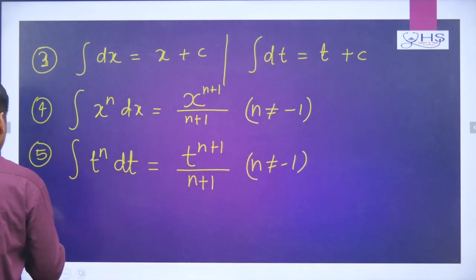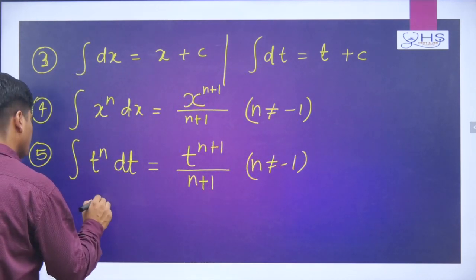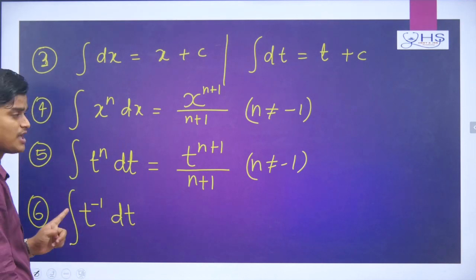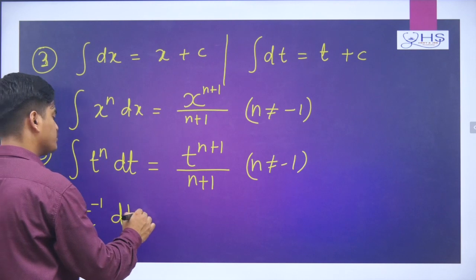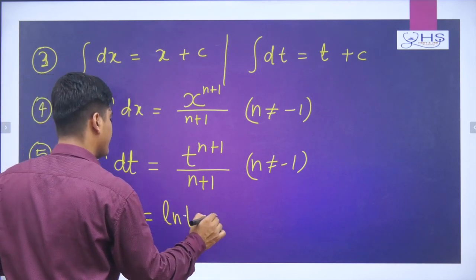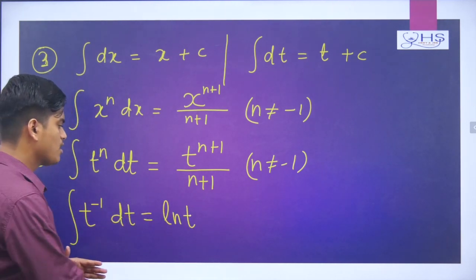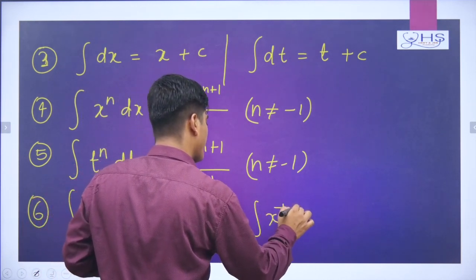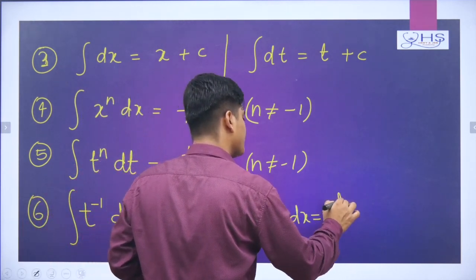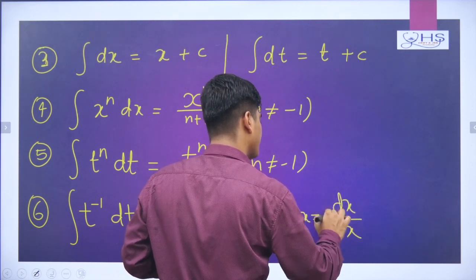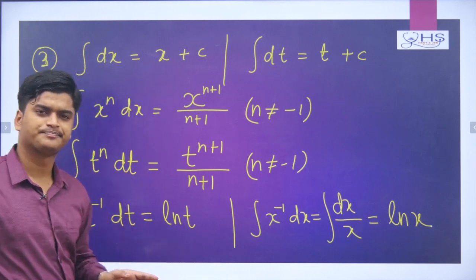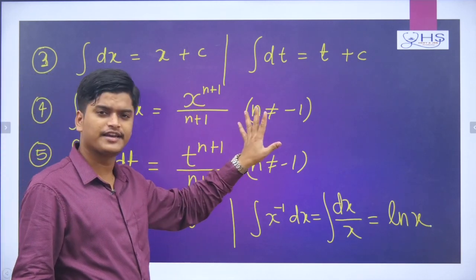Let me write this one: if it is t to the power minus 1 dt, that means if I take n equal to minus 1, I should not use this formula. I will use another formula, that is ln t, the logarithm of t, plus some constant. And the integration of x to the power minus 1 dx, which can be written as dx by x, is nothing but ln x, the logarithm of x.